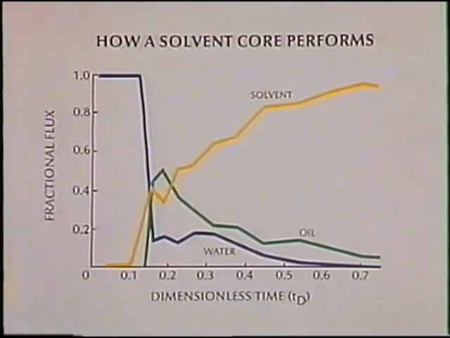The vertical axis is the fractional flux, or the fractional flow, and the horizontal axis is the throughput in dimensionless time. This is a core flood that was originally started off at tertiary conditions. So initially the core produces only water. This is the curve for water. The green one is the curve for oil, and the yellow one is the curve for solvent. But I'd like to draw your attention to the response of the oil.